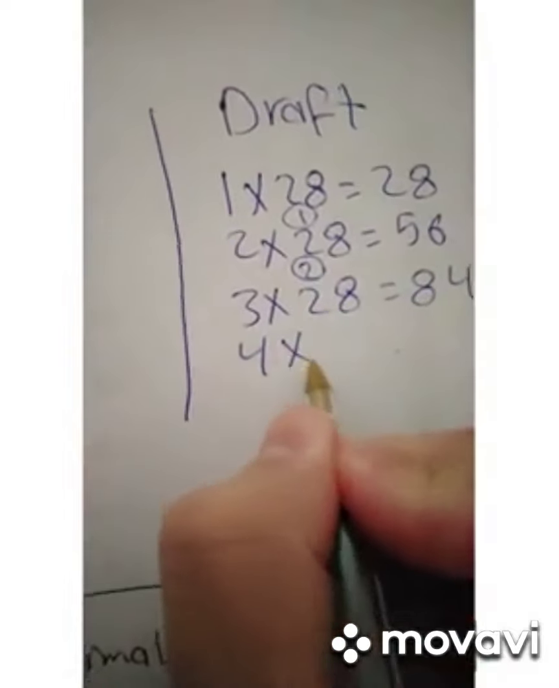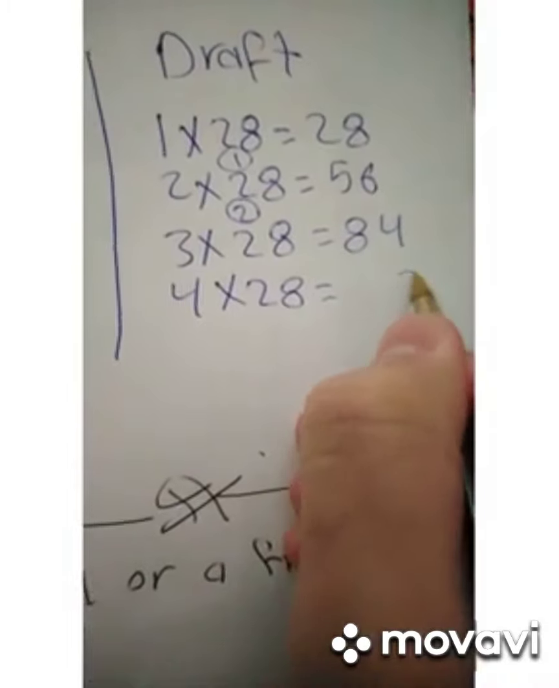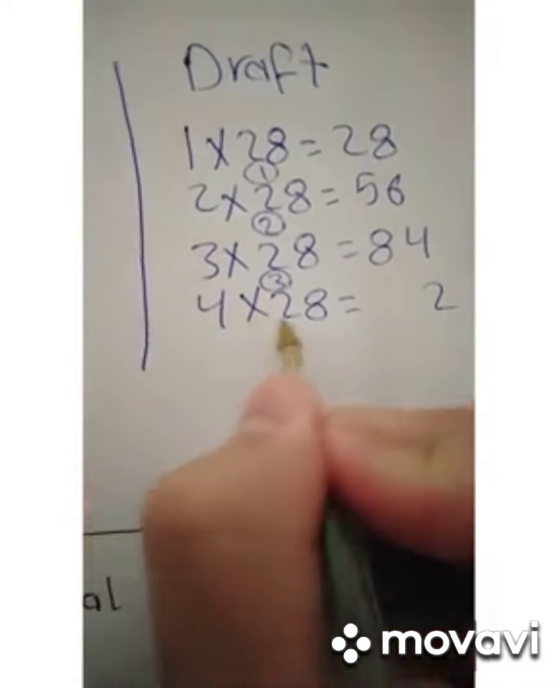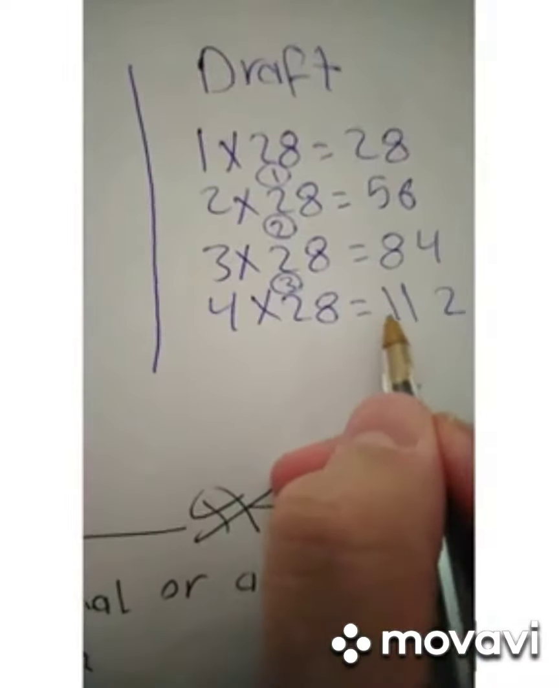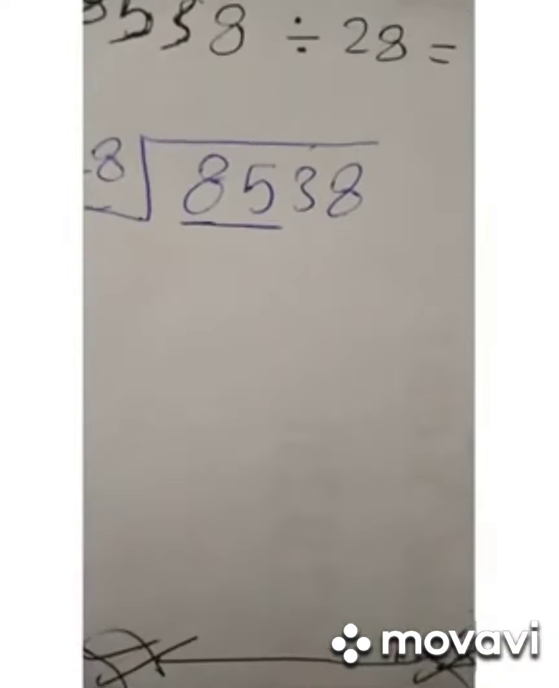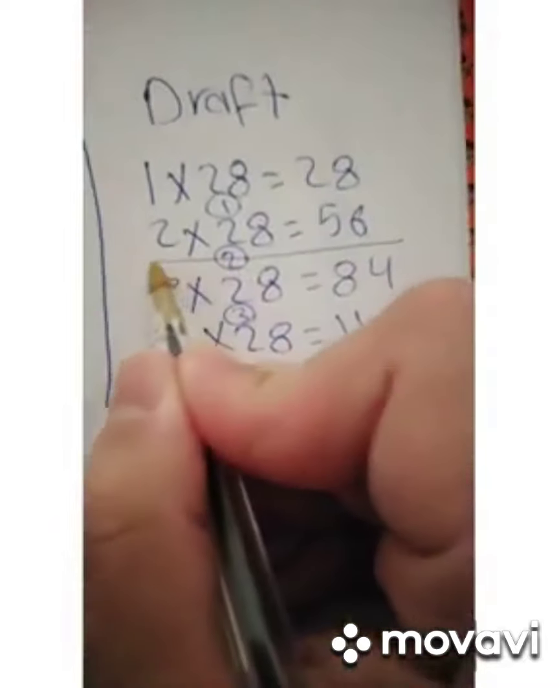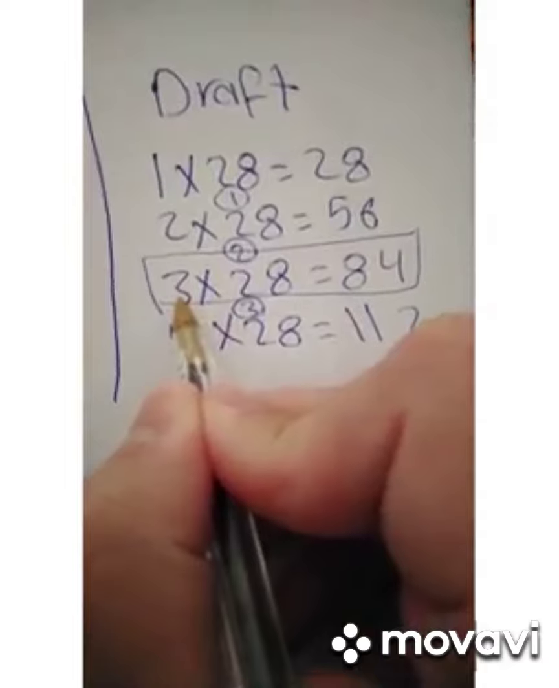Still smaller than 85. Try 4. 4 times 28, 4 times 8 equals 32. Put 2 and carry 3. 4 times 2 equals 8 plus 3 equals 11. Now we have what? 112. Yes, it is greater than 85. So stop here and take the previous step. So our quotient now equals 3.